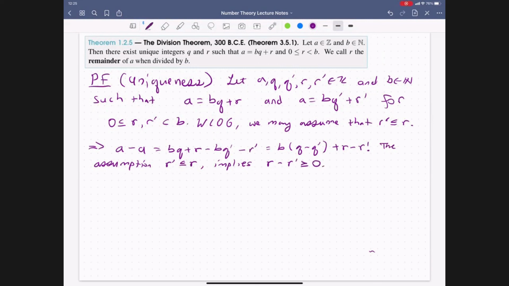And what we want to show is uniqueness. So to show uniqueness, we want to show that R is equal to R prime. So in other words, R minus R prime is equal to 0. So that's what we want to prove.